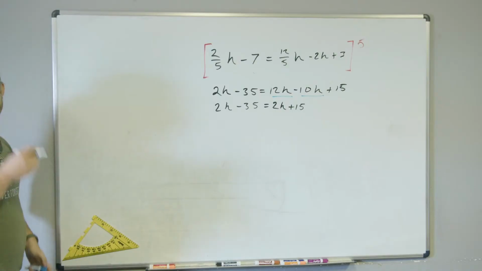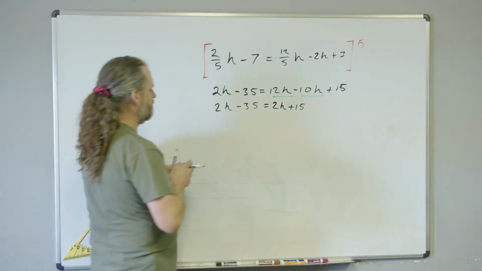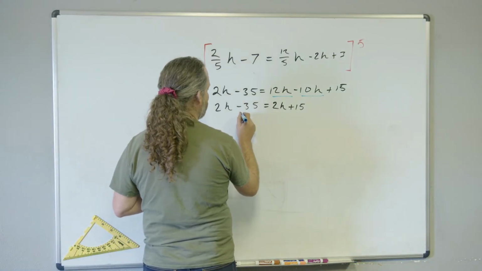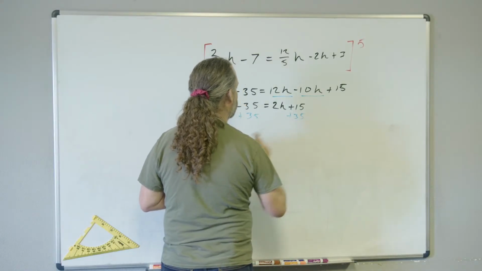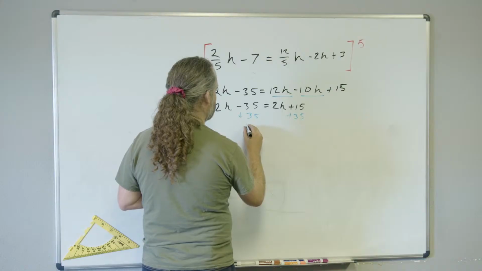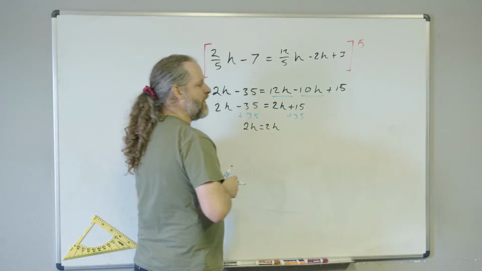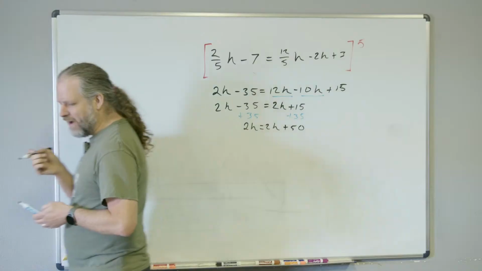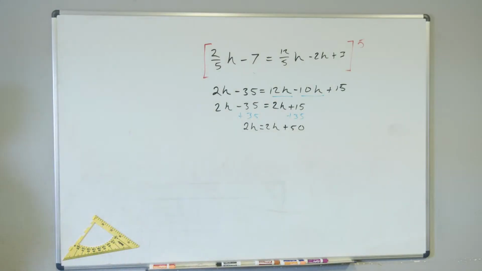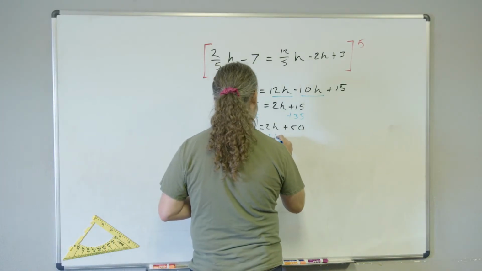What should we do next? Plus 35. Plus 35, sure. I would have put the h's together at this point, but that's fine. Plus 35. 2h equals 2h. What's 15 plus 35? 50. Now what? Let's combine the h's. Minus 2h. That's true. Both sides.